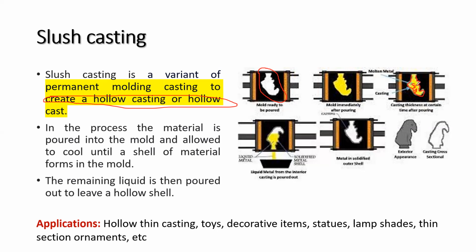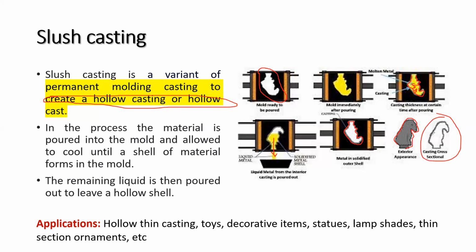After some time, the remaining molten metal is poured out. After evacuating the excess molten metal from the mold cavity, we get the shell inside the mold wall. This is a very simple process, mainly used to create shell-like products. Here you can see the exterior appearance of a product created by the slush casting process, and this is the cross-sectional view.